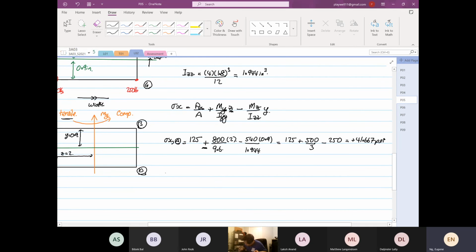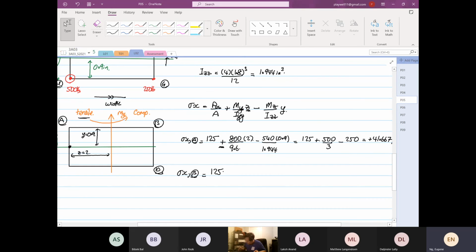Okay, so stress X at point B. This is also equal to 125. And then if you look at point B.